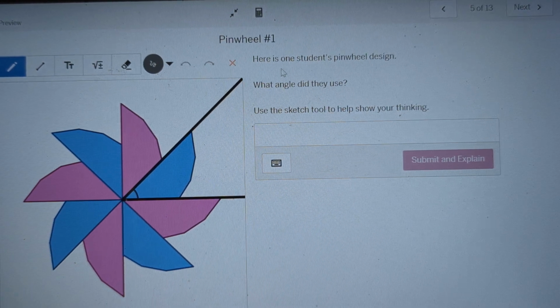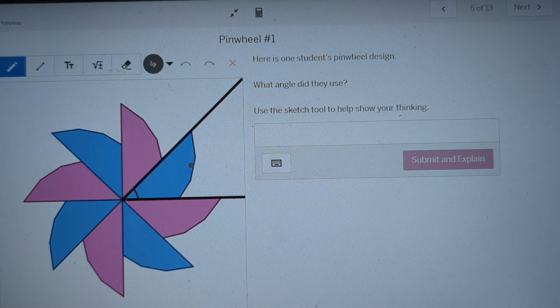Okay, so here's one student's pinwheel design. What angle did they use? To find the angle, it says use the sketch tool to help show your thinking. If you think about what we said earlier, the amount of leaves, or amount of shapes you got, you divide it into 360, and then it'll tell you how many degrees this is. So let's try that.